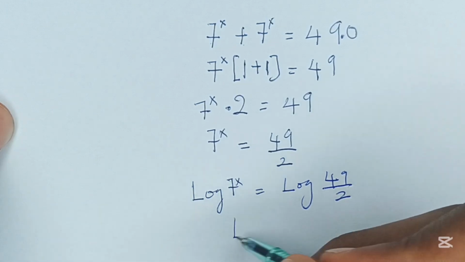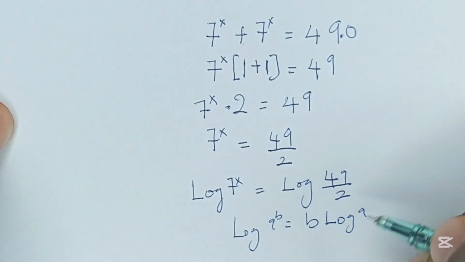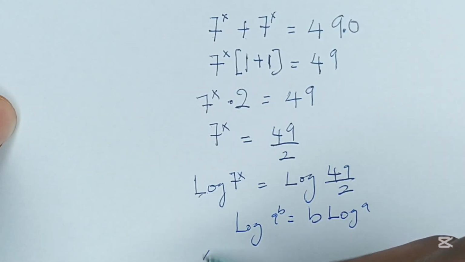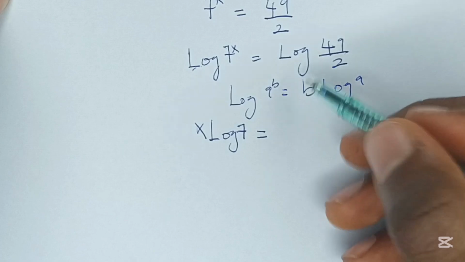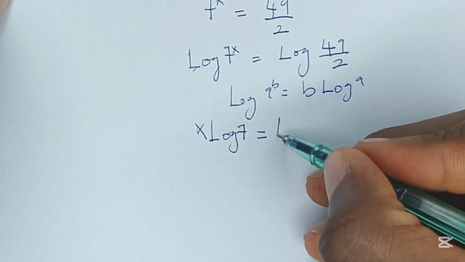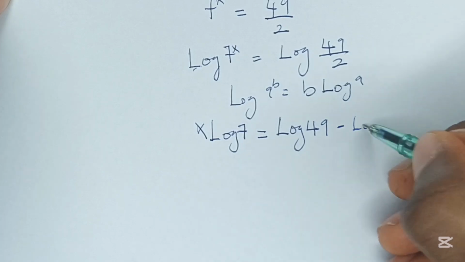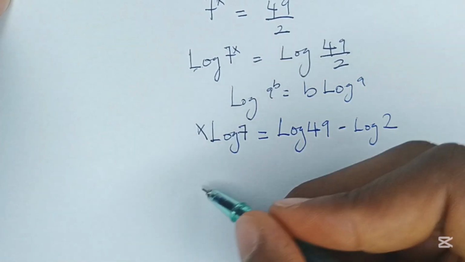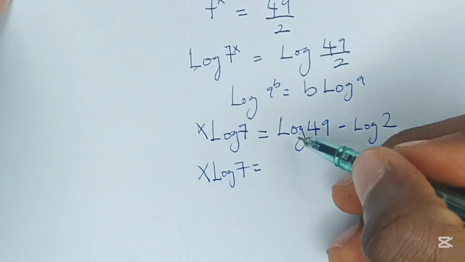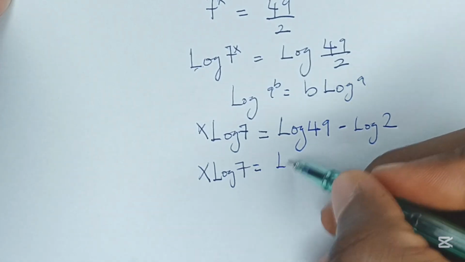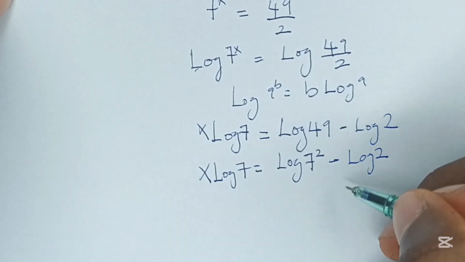Now, when you have logarithm of a to the power of b, it is equal to b multiplied by logarithm of a. Hence, for this place, we'll have x multiplied by logarithm of 7 to be equal to, for this side, you have logarithm of 49 minus logarithm of 2. From here, you have x times log 7 to be equal to, logarithm of 49 can be written as logarithm of 7 squared minus logarithm of 2.